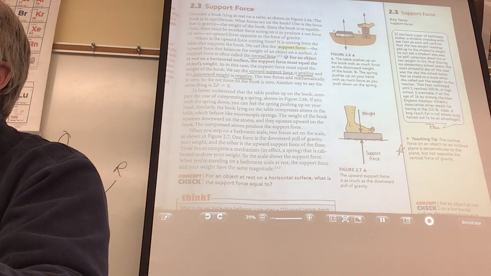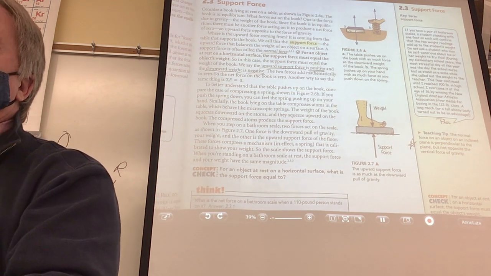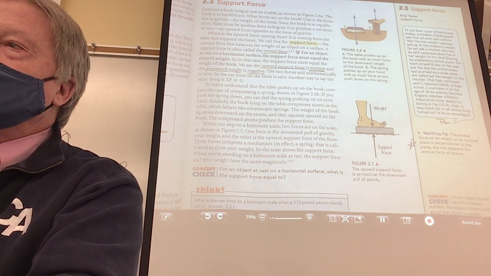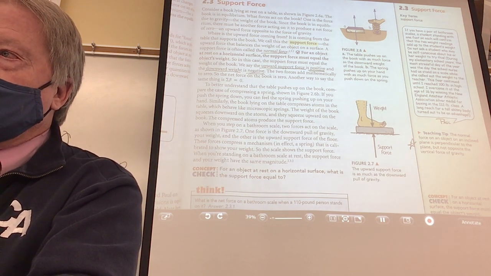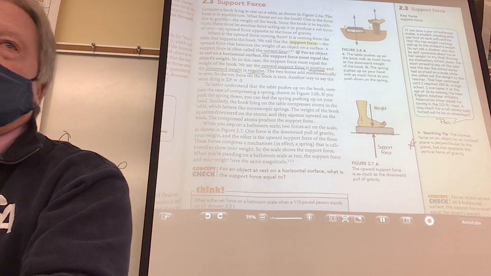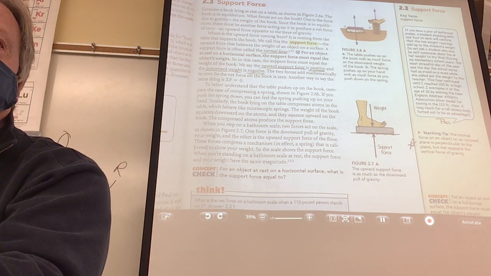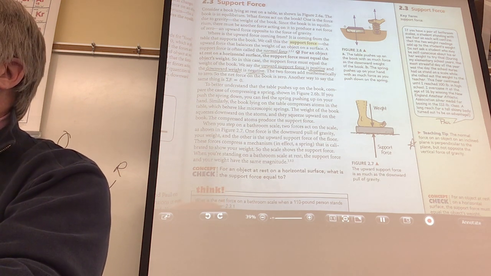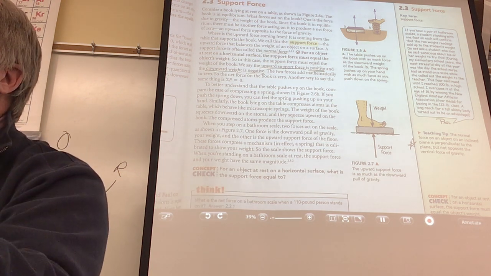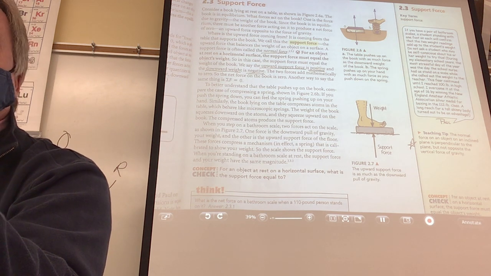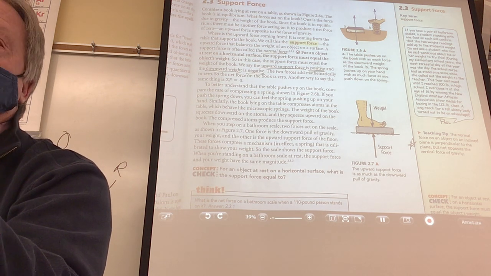Okay, what do you call it if that book right now is on the table and the Earth's pulling it down, but the table's pushing back up? What do you call that push back, a force from a horizontal surface, or maybe not horizontal, that pushes back? What's that called? The support force. What's the other name? Normal force.